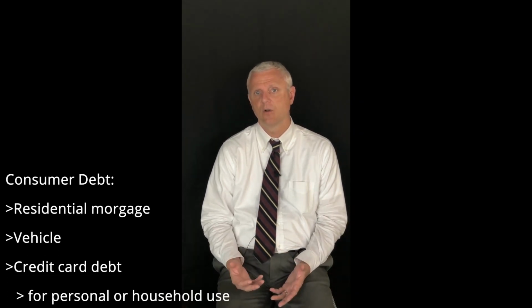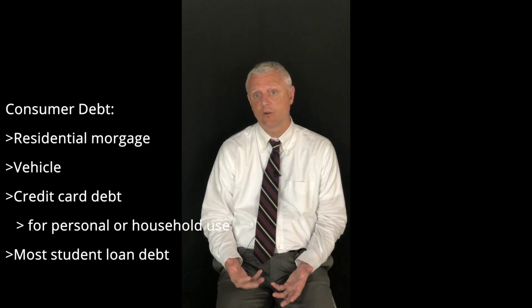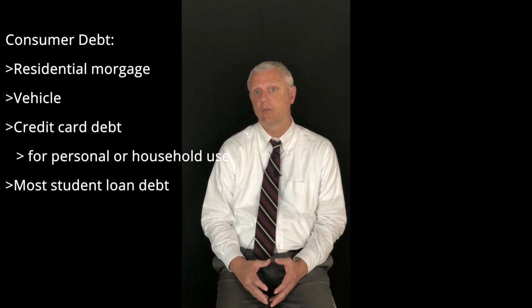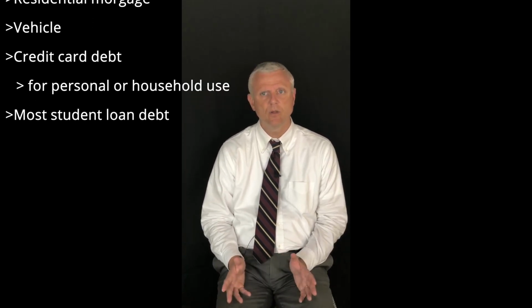On the other hand, if the debtor's debts are primarily consumer in nature, and consumer would be things like a residential mortgage, a vehicle, credit card debt that is incurred for the household or personal use of the debtor, mostly student loan debt would probably be considered consumer debt, then we do have to look at the household income. So we look at the last 6 months, and we look at the whole household. So even if only one spouse is filing, we do have to account for whatever household income is coming in that's actually for the benefit of the family.